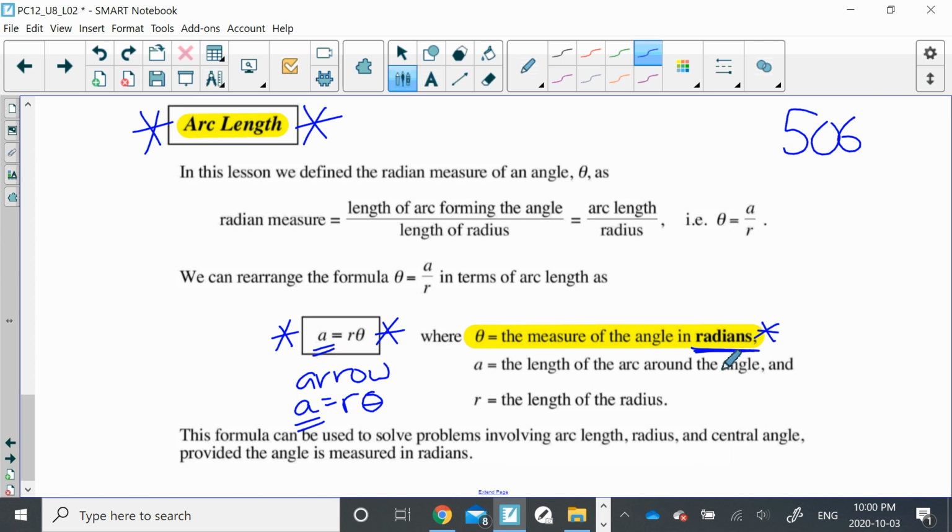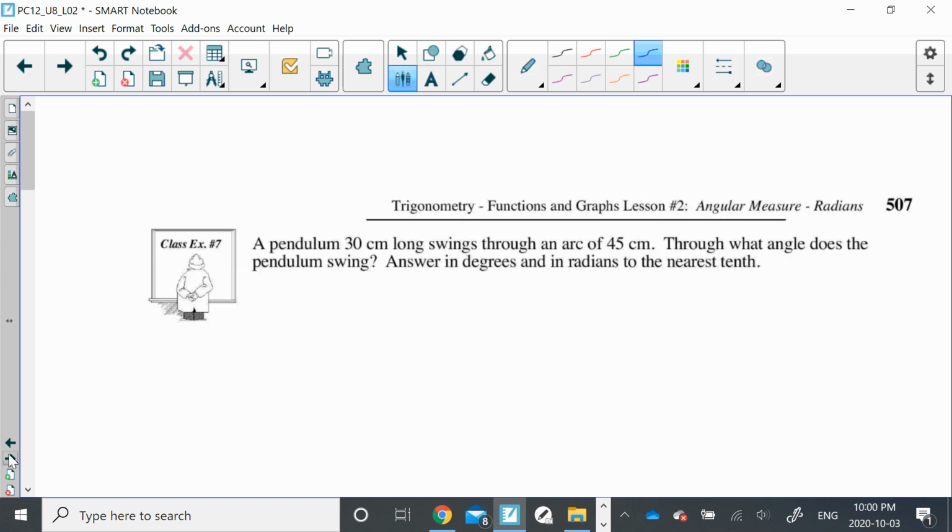These are very easy questions. Students always score really well on these. The only place that they will get tripped up is if they are given an angle in degrees and they forget to convert to radians. So let's look at an example.